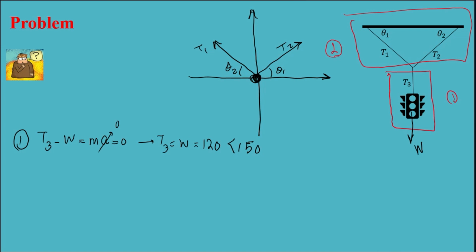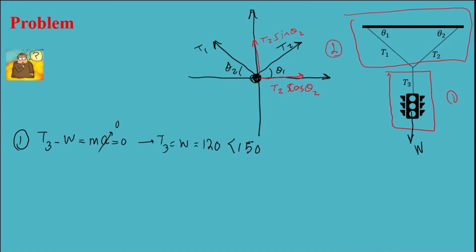Let me break down the T2 in x and y axis. So my T2 right here is going to be T2 cos theta 2, and then in the y-axis is going to be T2 sine theta 2, right? If you don't know how to break the vectors in x and y-axis, I explained it in the previous videos. I'm going to put a link below. Feel free to check them out.